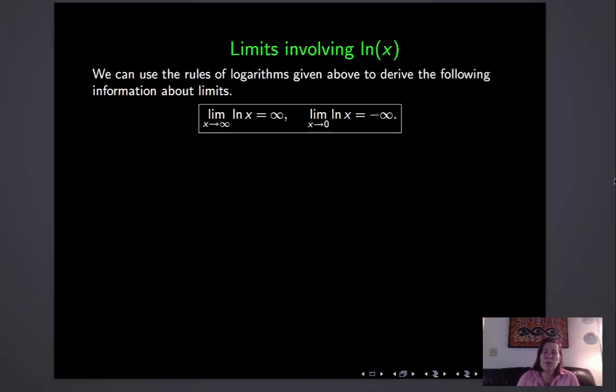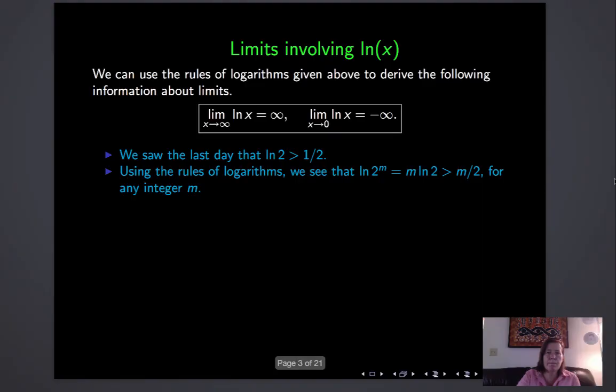And to establish these two limits, it's enough to look at a sequence of values of x approaching either infinity or 0 for which the limits are true. This is because the function y equals the natural log of x is continuous, something we've already established. So let's do that. Last day we saw that it was pretty easy to show that the natural log of 2 is bigger than 1/2 with a simple Riemann sum.